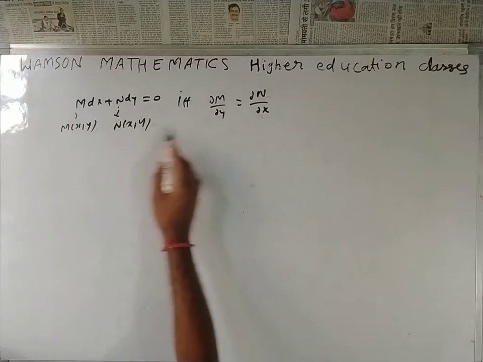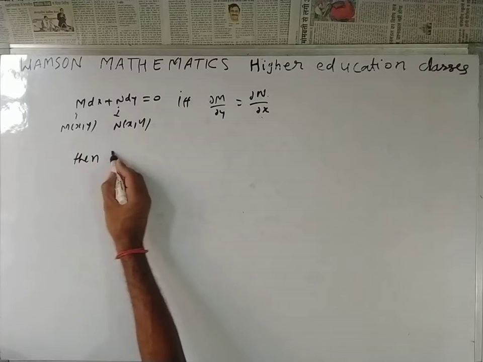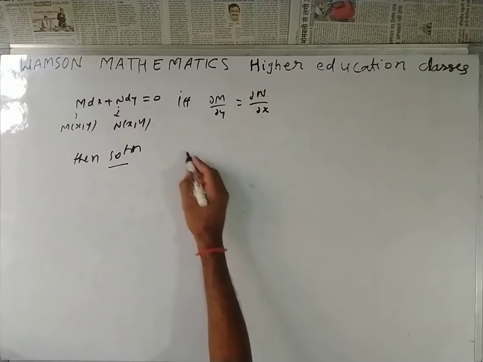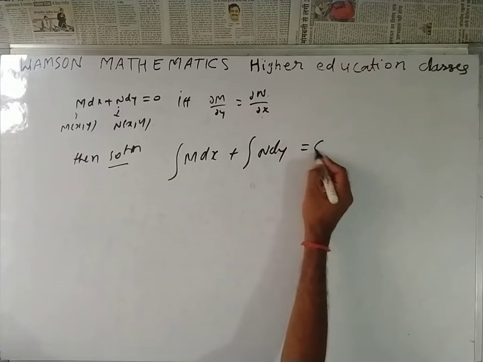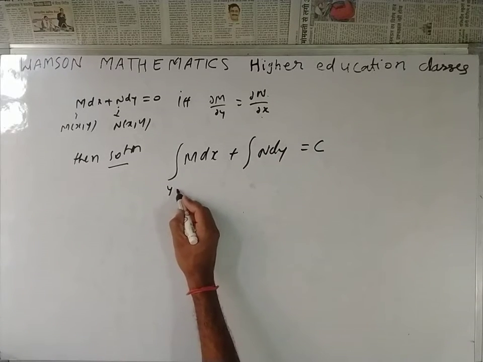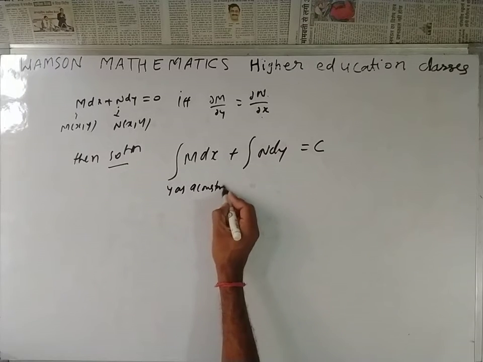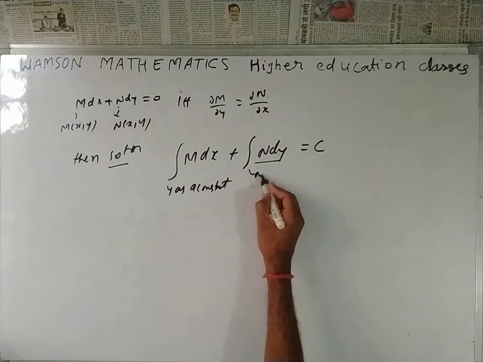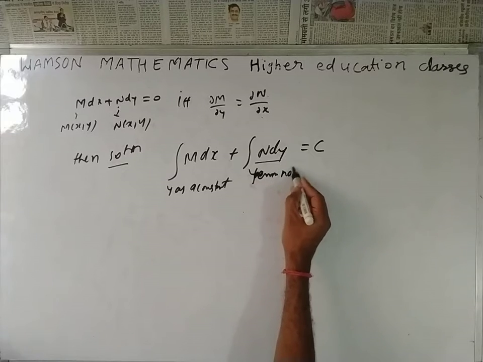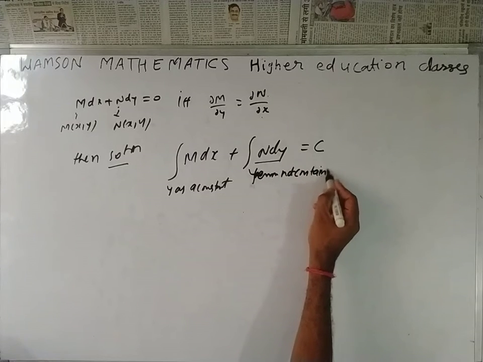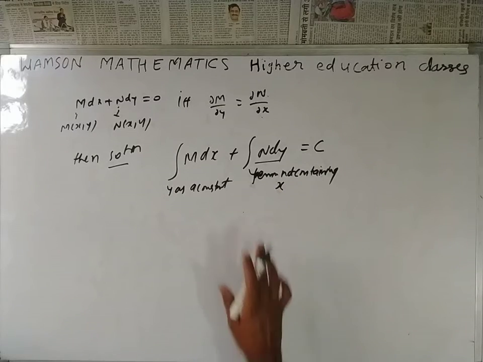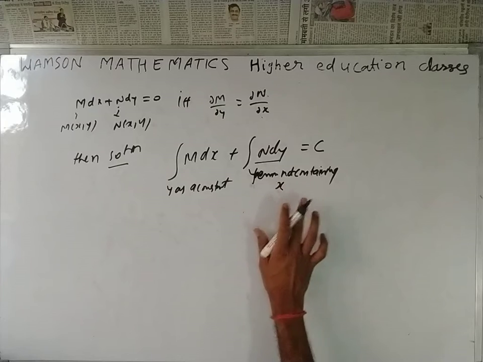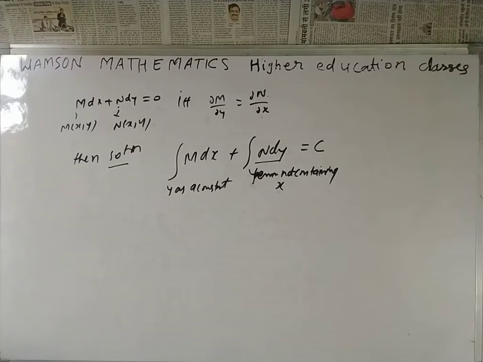If this condition holds, then the solution is the integral of M dx plus the integral of N dy equal to constant. Here y is treated as a constant, and in N dy we take only the terms not containing x, that is, the terms which do not contain x. Clear? So this is our solution.